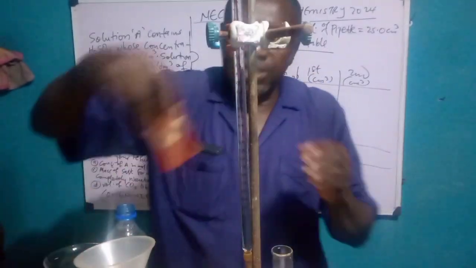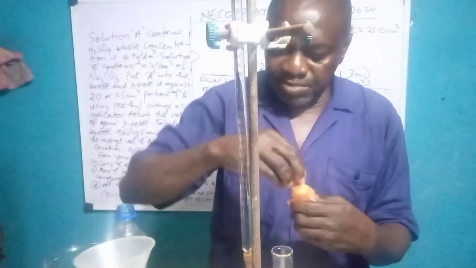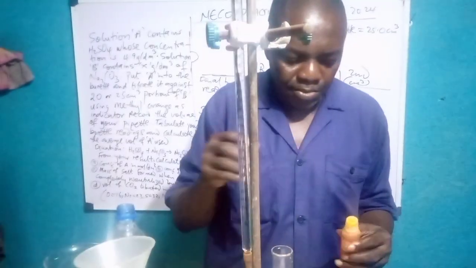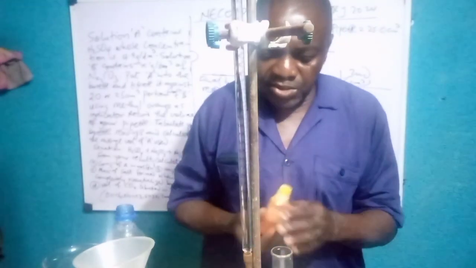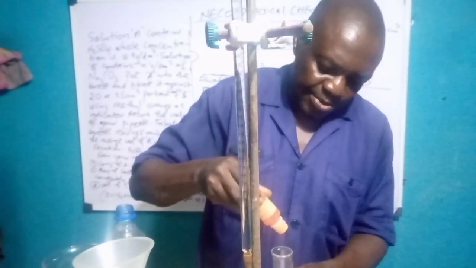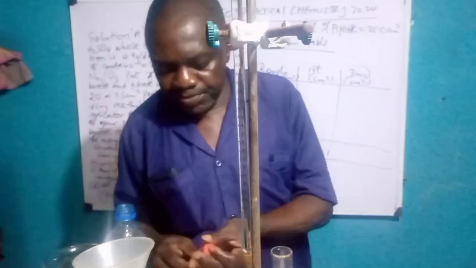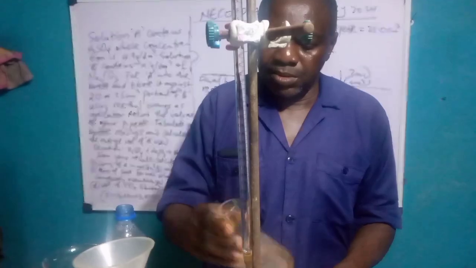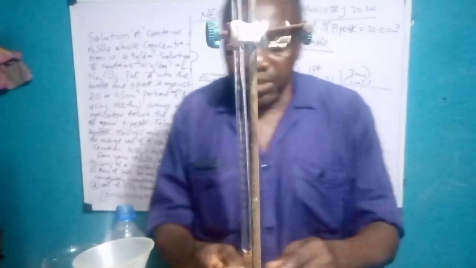So this one is the indicator, it's known as methyl orange. This kind of indicator you just drop 2 drops of indicator. That's what you are expected to add. So you can see it's yellow in color. Then I start my titration.